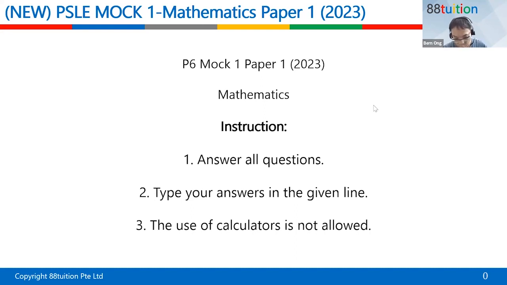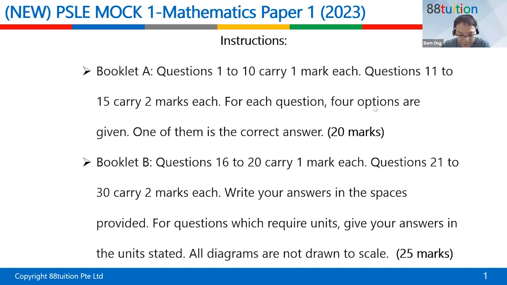So moving into paper one, you know that there are two parts to it: booklet A and booklet B. Booklet A consists of the MCQ questions. How many? 15 questions. It's very standardized, children, nothing to fear.